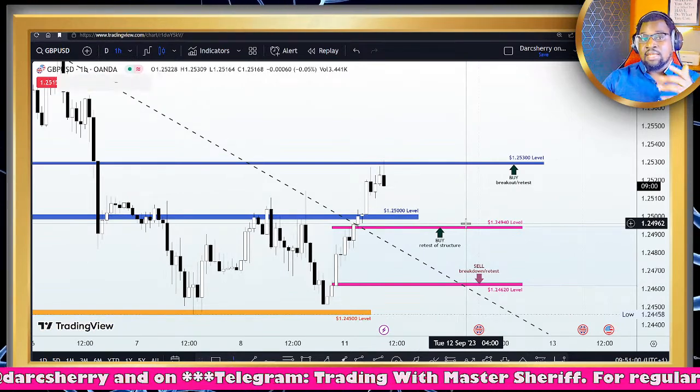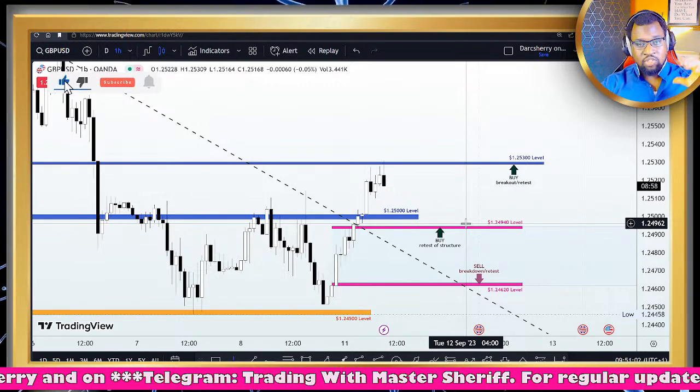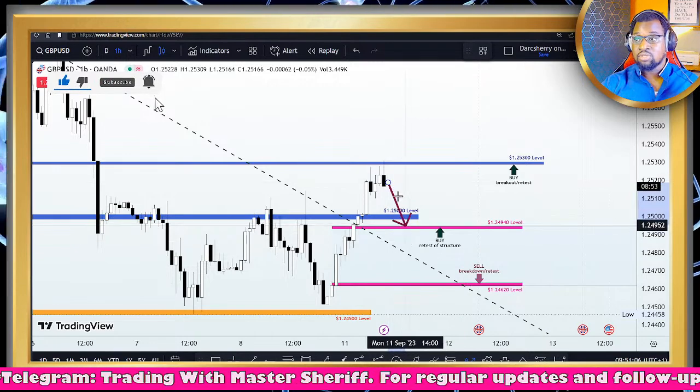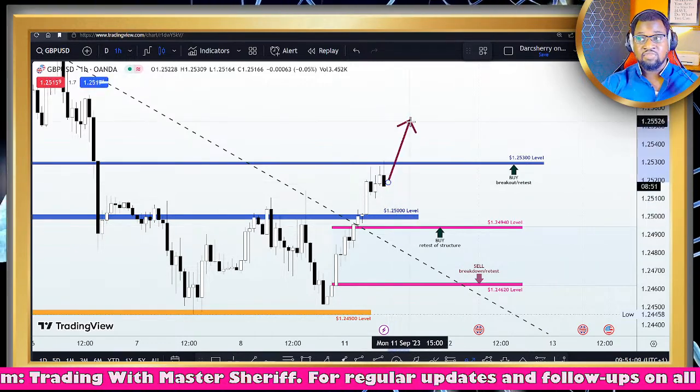Price might not get to that level. It's very possible. We want to be as dynamic as possible. Price might not get into this area at all. It might just climb and break out of the 1.253.